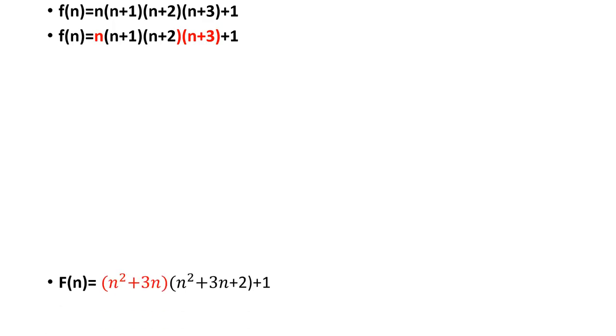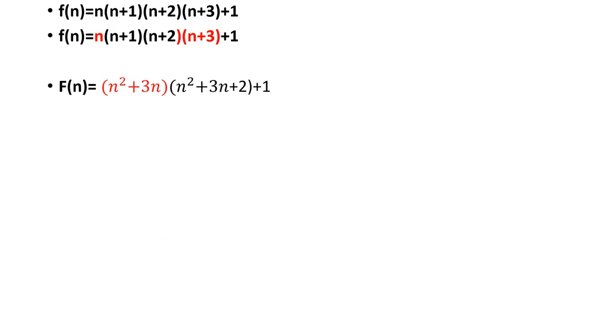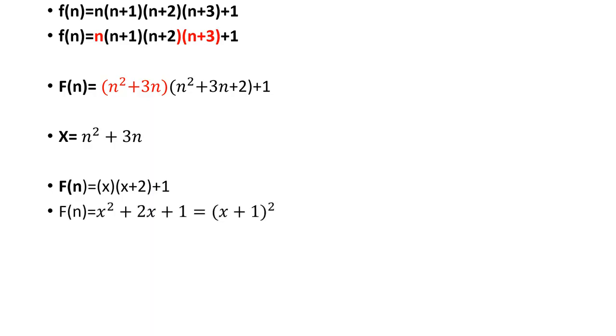So I'm going to multiply them, and I'm going to have something like this. As you can see, this term and this term are similar. So I'm going to call this x. Then if you multiply x times (x plus 2), plus 1, we are going to have a term such as this one. Hey, this is a complete square, (x plus 1) squared. Now, it looks like we hit the jackpot. So instead of x, I'm going to write n squared plus 3n plus 1. So my f(n) really changed to this.